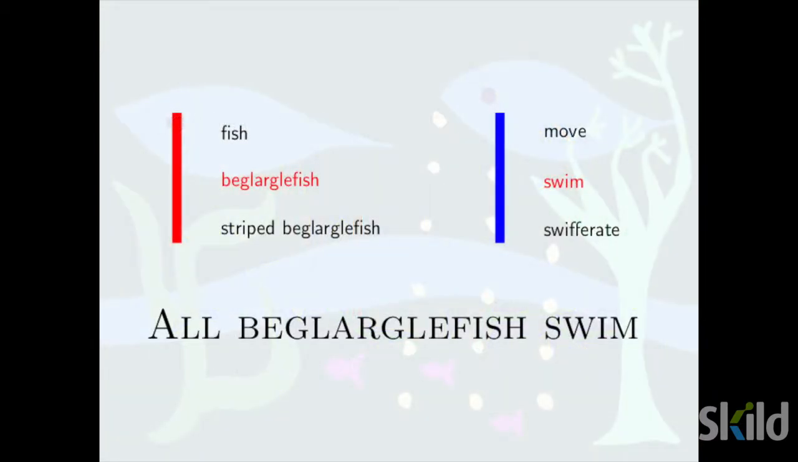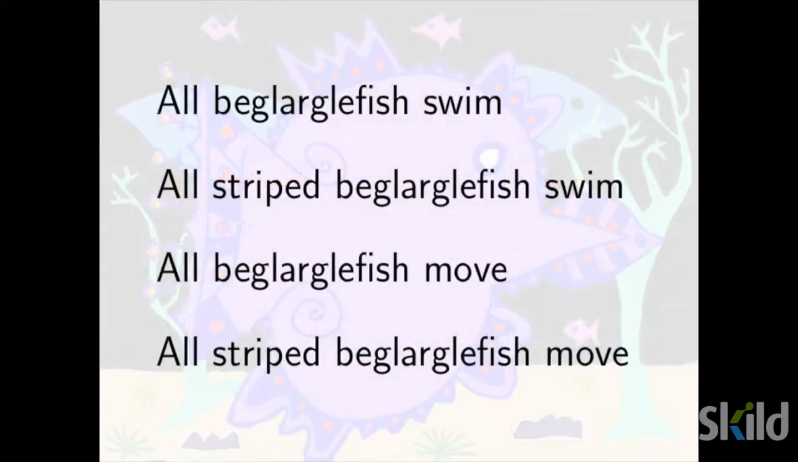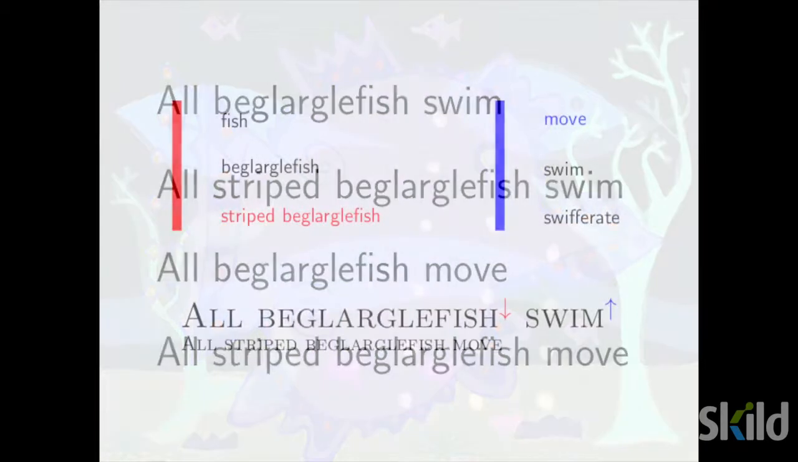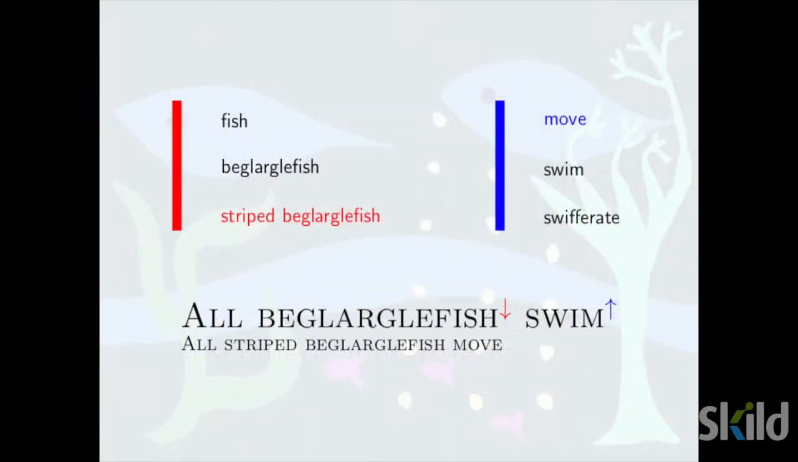Supposing I tell you about a picture that all the glargle fish swim. What would you be committed to? Here are the sentences that you would accept. These are what you infer from my statement. The pattern is, on the left, we move down the scale. On the right, we move up.